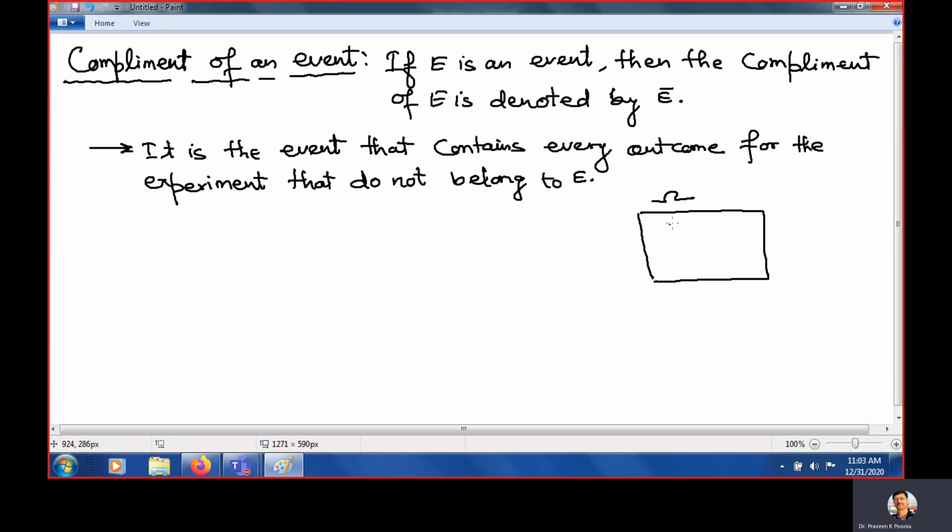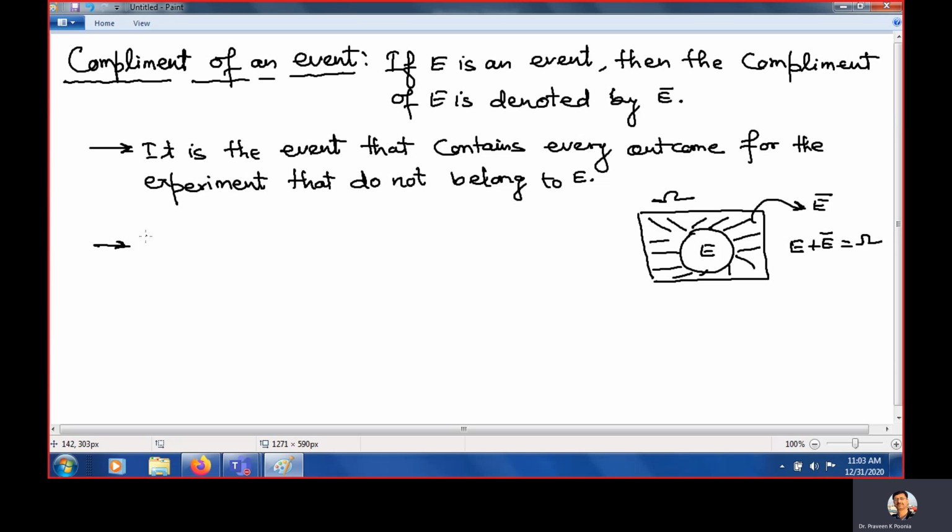That means, look, if this is the sample space, clear, and this is event E, then this remaining portion is E bar. This portion is the complement, E bar. Clear? This I explained to you in the form of a set. And here E plus E bar is equal to this. Understand?